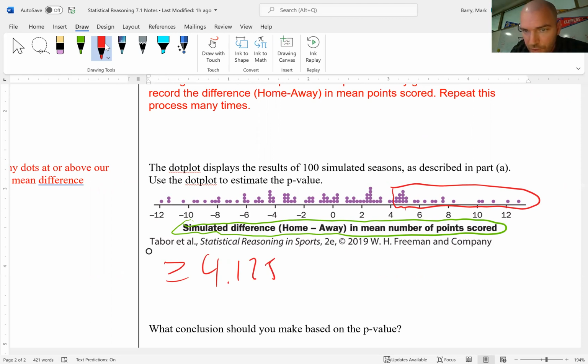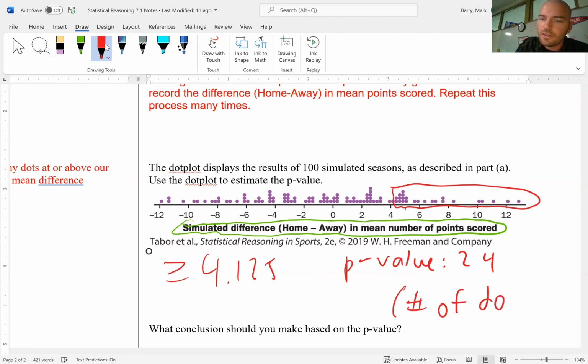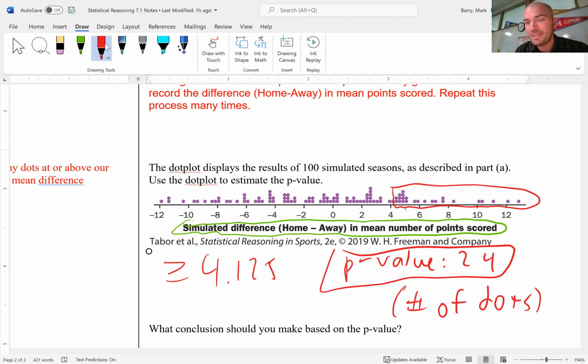So it's 2 in the first one, then 1, 2, 3, 4, 5, 6, 7, 8, 9, 10, 11, 12, 13, 14, 15, 16, 17, 18, 19, 20, 21, 22, 23, 24. Okay, so my p-value then is going to be 24, because there's 24 dots. So it's the number of dots that are at or above that 4.125. So our p-value there is 24, all right?